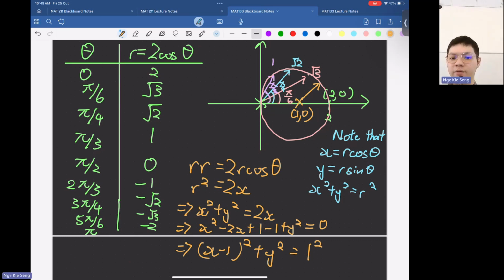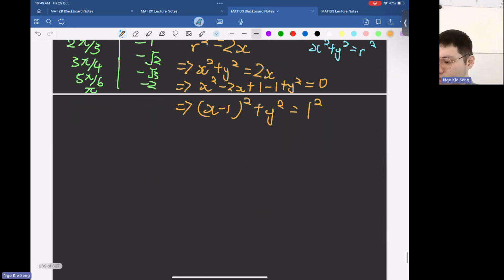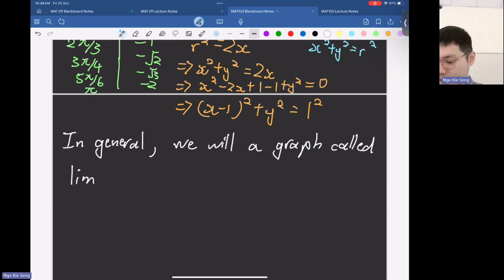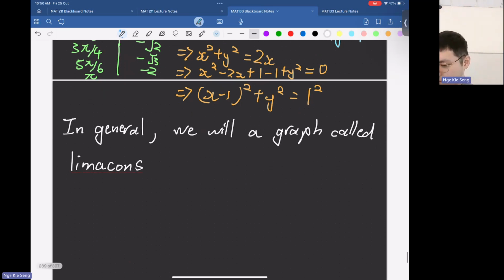Last thing, we will take a break after I introduce this word here. In general, we will define a graph for limaçon. Limaçon is a French pronunciation. That's why this is a French word. This is a French word for snail.